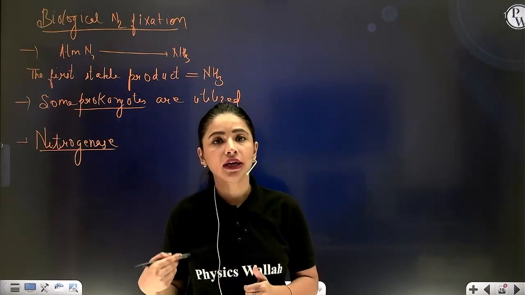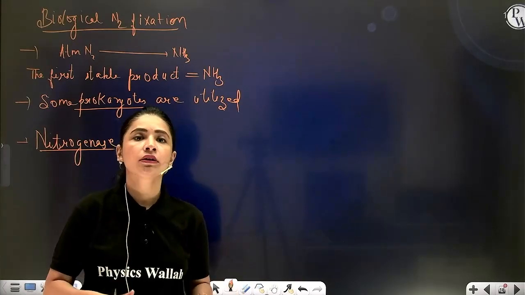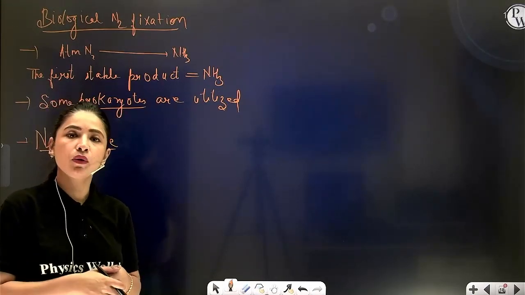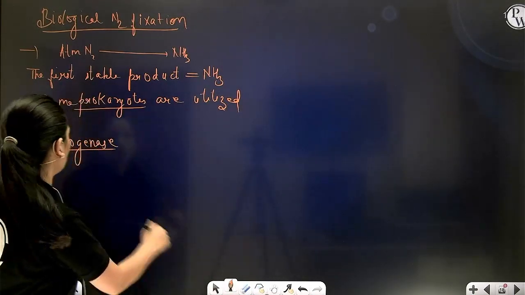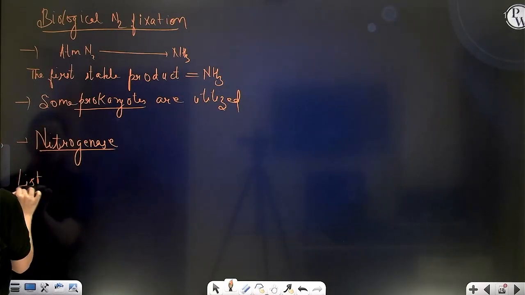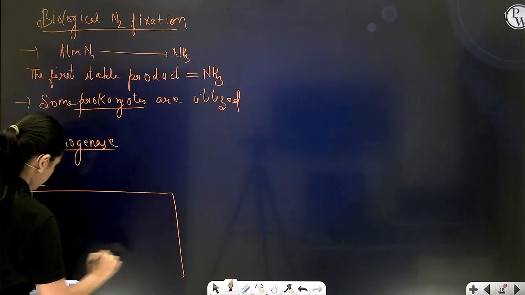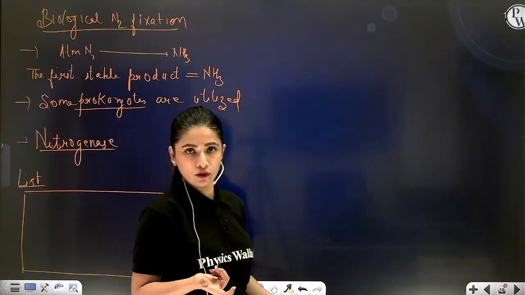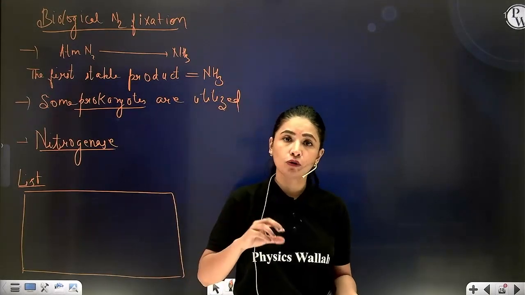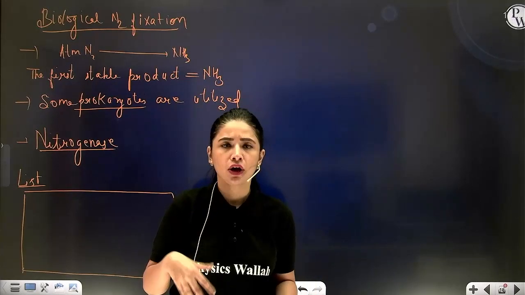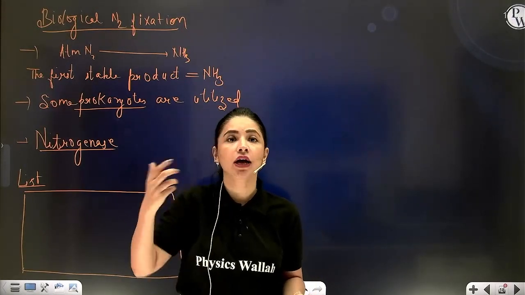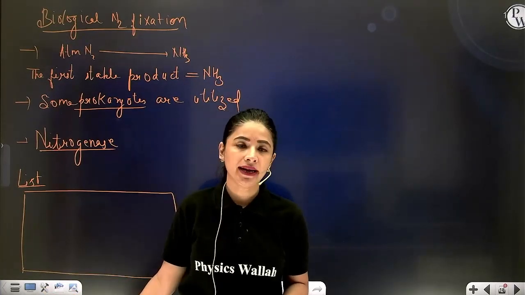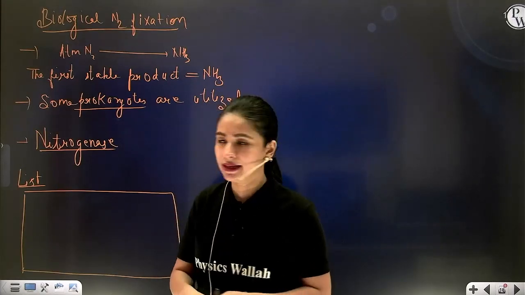Now I am going to tell you the list of bacteria which help in nitrogen fixation. This list you have to remember. Questions will only be asked from this list. Some bacteria may be aerobic or anaerobic, and they may fix nitrogen in a free living state, or they may form symbiotic associations with other organisms. I'll mention everything as I go through the list.